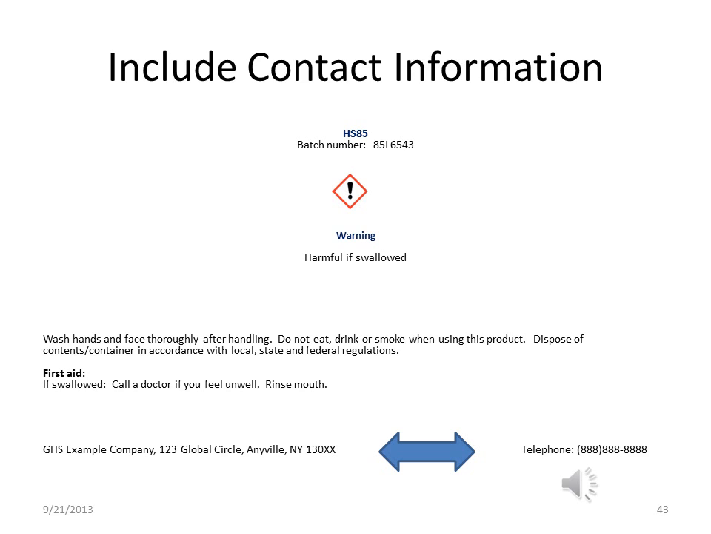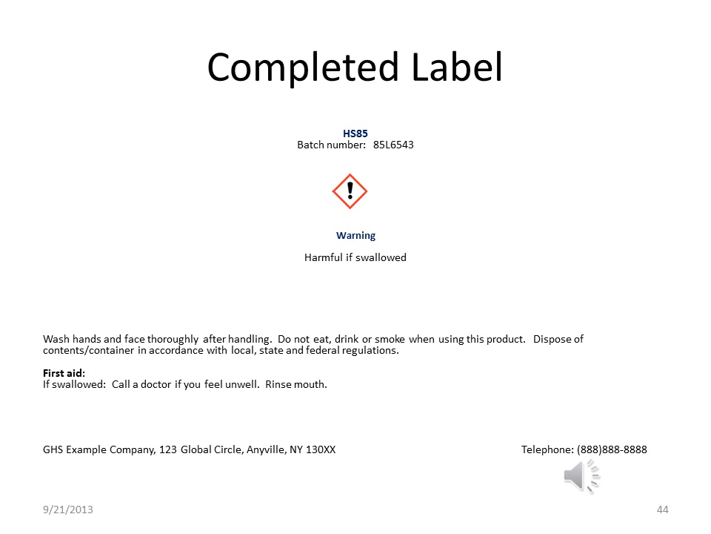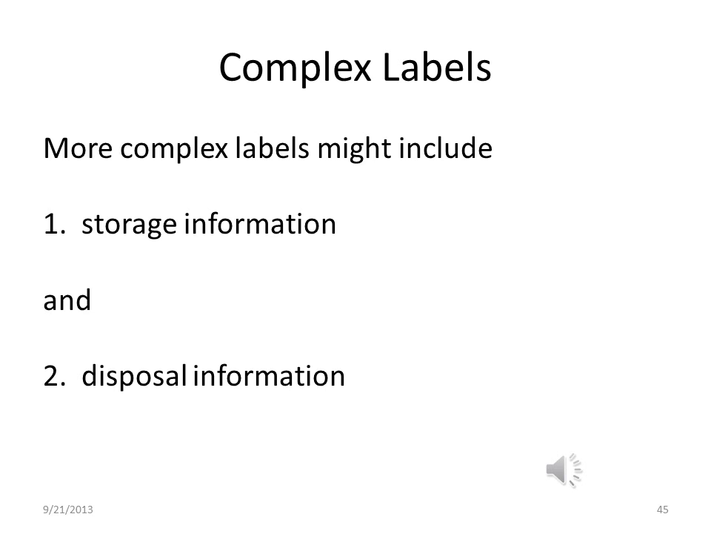And we come to the last piece of required label elements, and that is full contact information of the manufacturer, the chemical party, whoever is responsible. And it requires their name, their address, and a contact phone number. And this is our completed label. It has all the essential elements, and it's not complicated, but it will be time consuming to keep labels up to date and make sure every container does have a label. More complex labels might include storage information and disposal information.